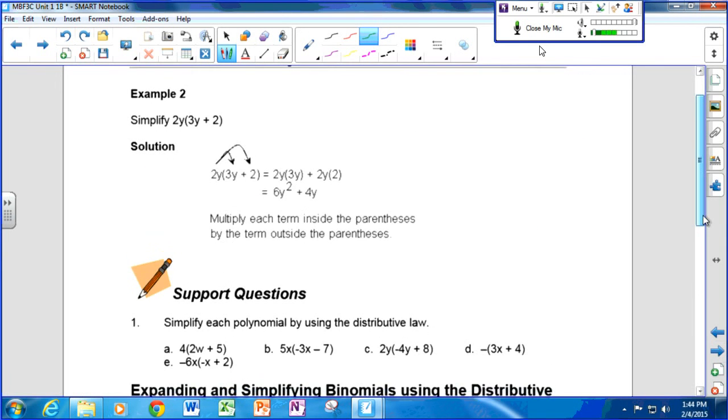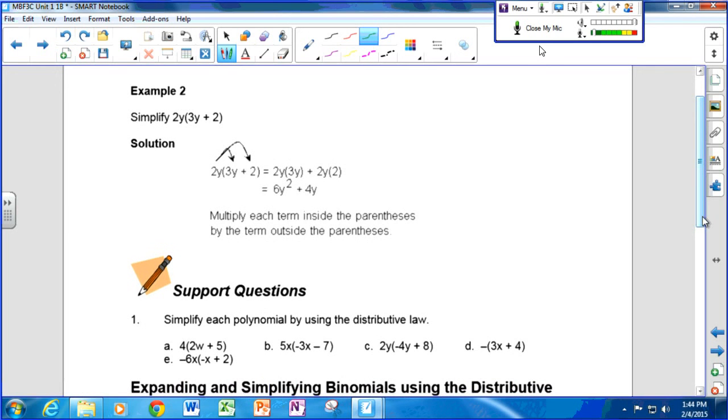So here's example 2. Now they've made things a little trickier for us, because now we have a variable and a constant, but we can still do it. Okay, so you can follow the solution down below. I'm just going to do it over here. So I have 2y times 3y plus 2.